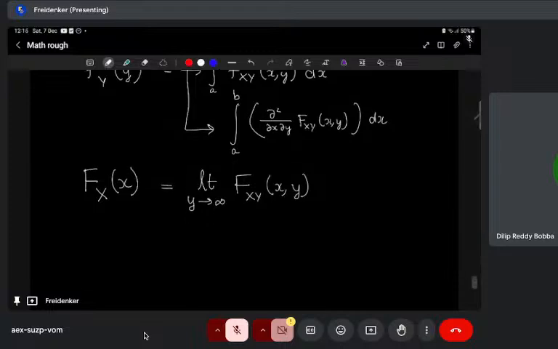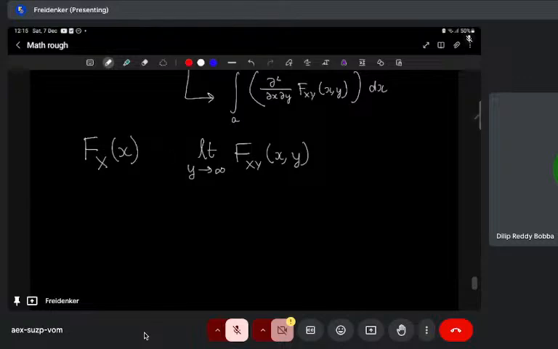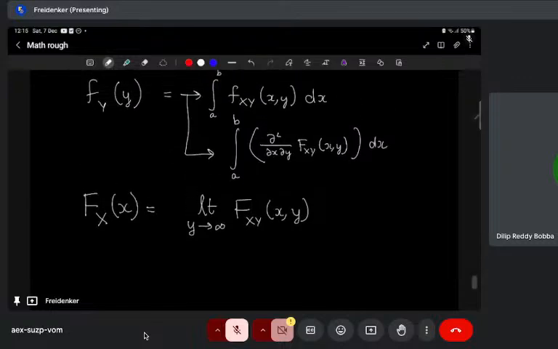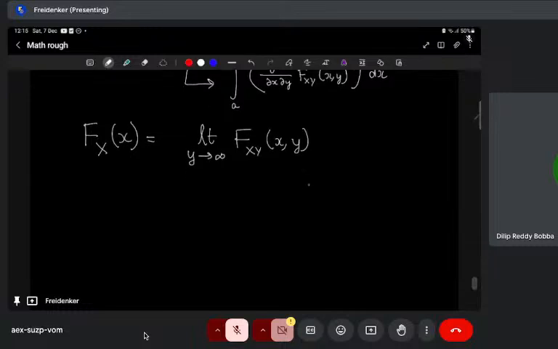Now suppose you don't have the joint CDF. Let's say you have the joint PDF. Then what are we supposed to do? If that is the case, then find the joint CDF. How to find the joint CDF from the PDF? You still have to take the limit y tends to infinity. It means now from your PDF you have to find the CDF. How do we do that?